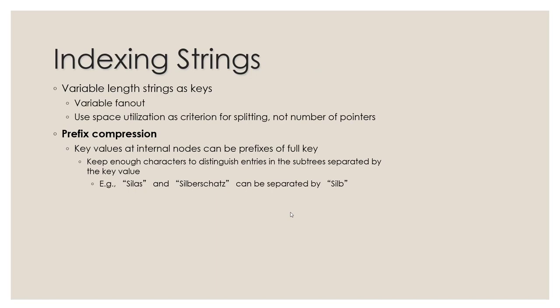Okay, so variable length strings as keys. You can use variable length strings as a key. Here, key values in the internal nodes can be prefixes of the full key. So keep enough characters to distinguish entries in the subtrees separated by the key values. So we have Silas and Silver's Sweats. These can be separated by "silb", which would go in between these two.